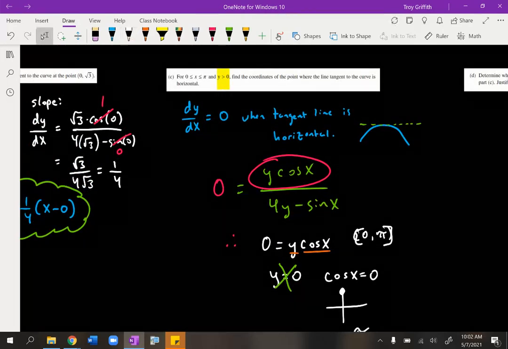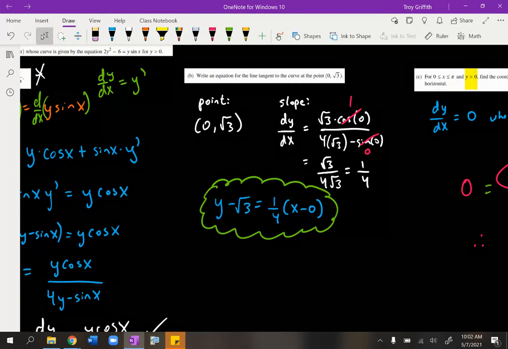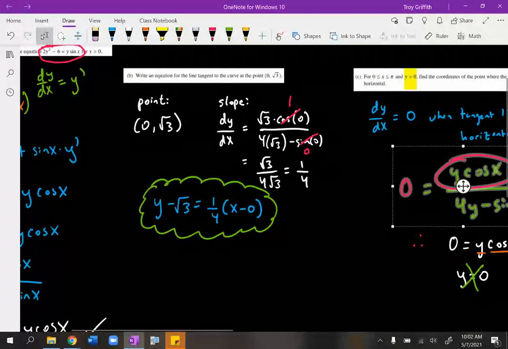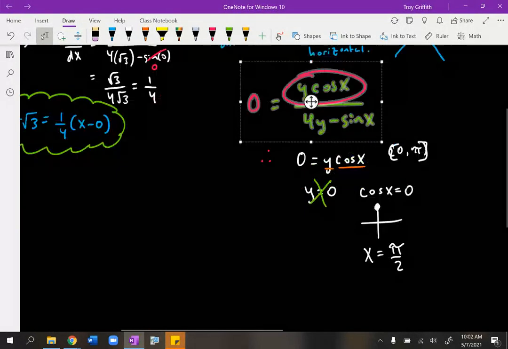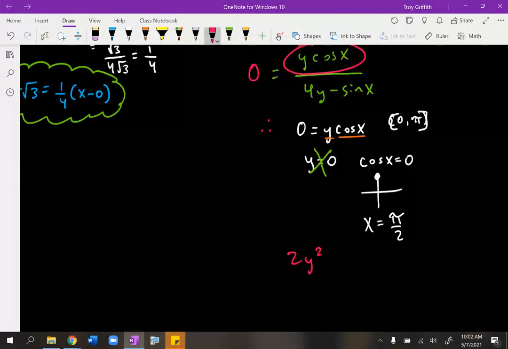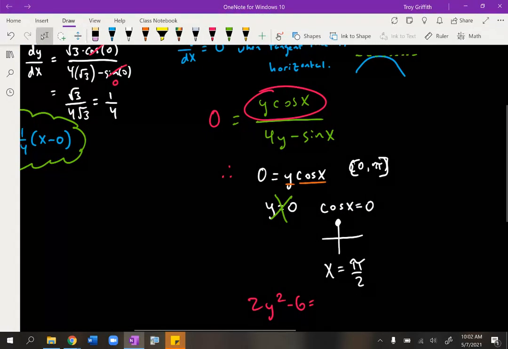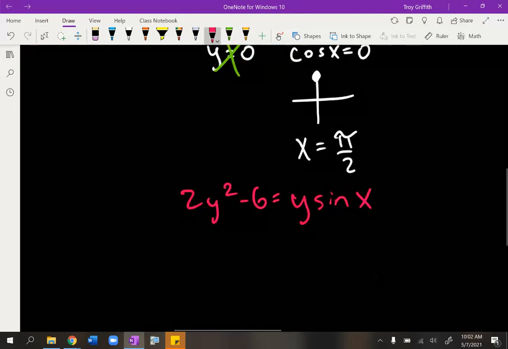I have when x is pi over 2, but now to find the y value, I need to go back to the original equation they gave us, and I need to solve for y. Okay, so I'm going to go ahead and do that. We've got 2y squared minus 6 is equal to y times the sine of x. I apologize for all the scrolling here. But everywhere I see an x, I'm going to plug in pi over 2, and then I'm going to solve for y. Okay, so let's give it a shot.